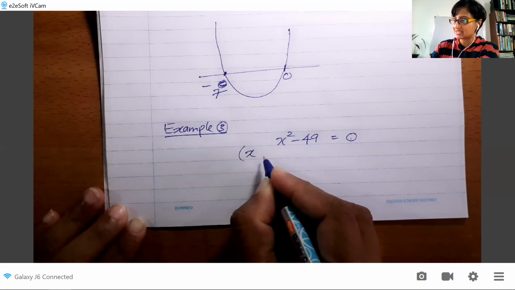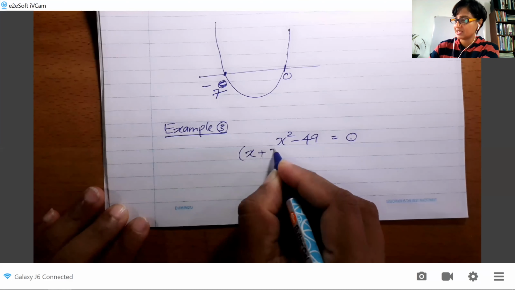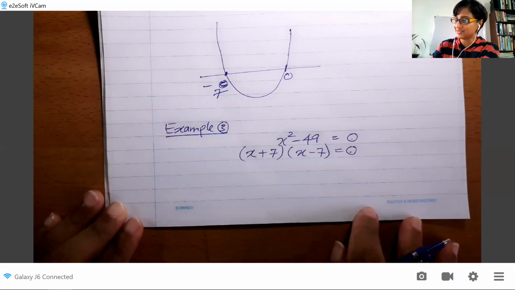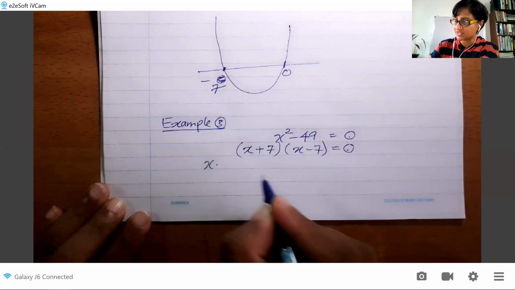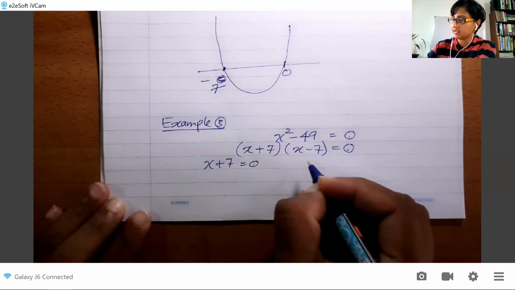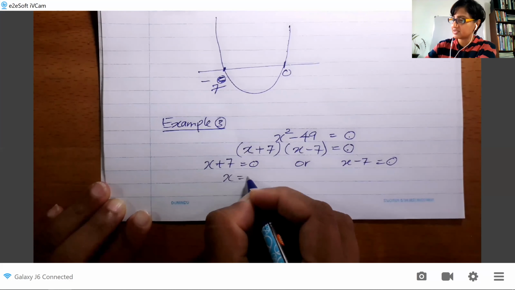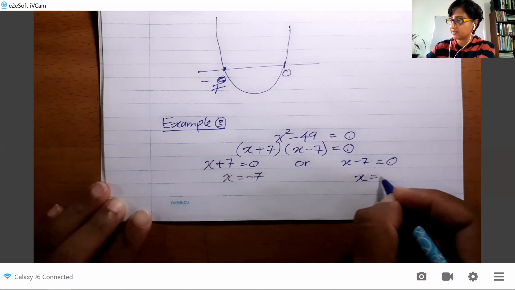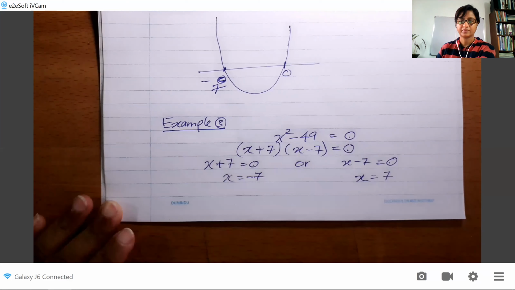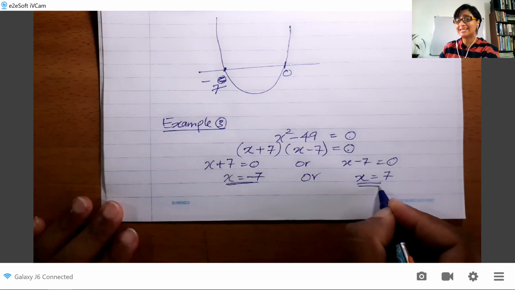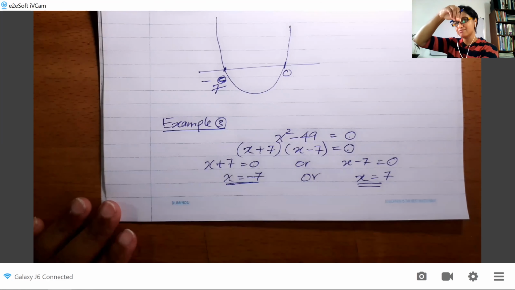This can be factorized as x plus 7, x minus 7, isn't it? And then you get x plus 7 is equal to 0, or x minus 7 is equal to 0, and you get x equals minus 7, or x is equal to 7. But more easily you could have done it just by moving the 49 to the other side and then square rooting.